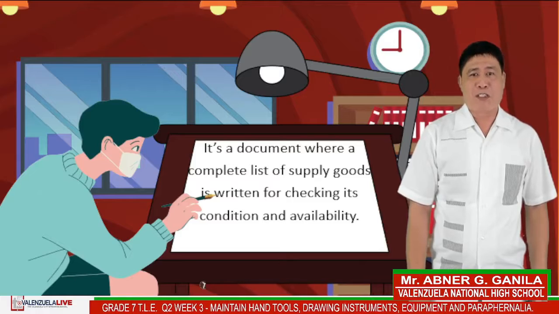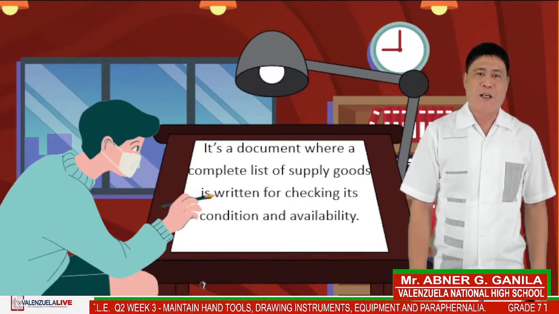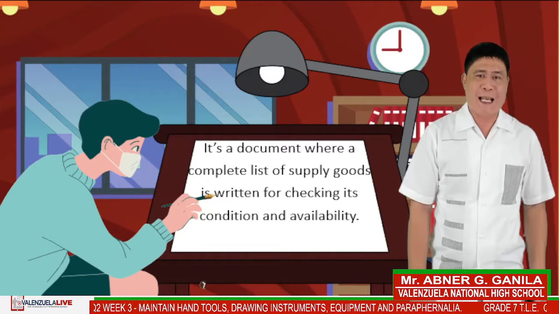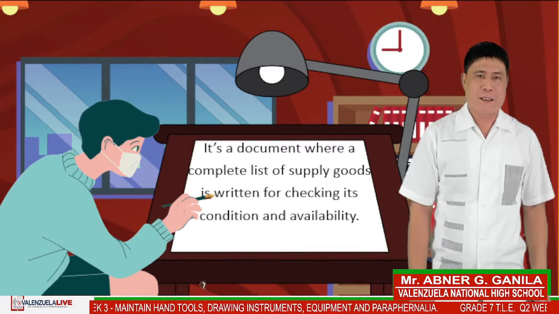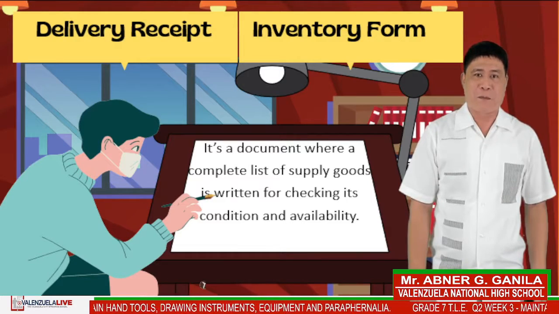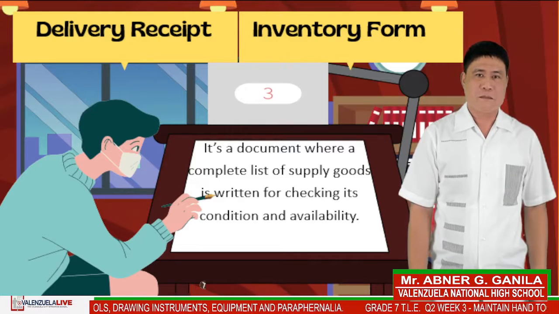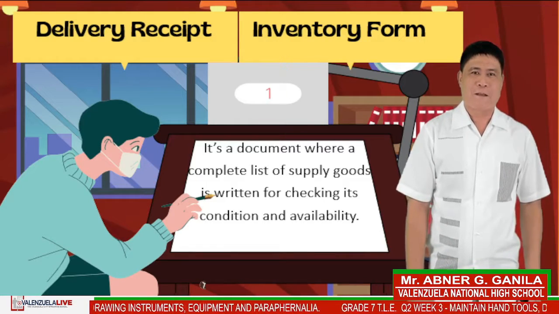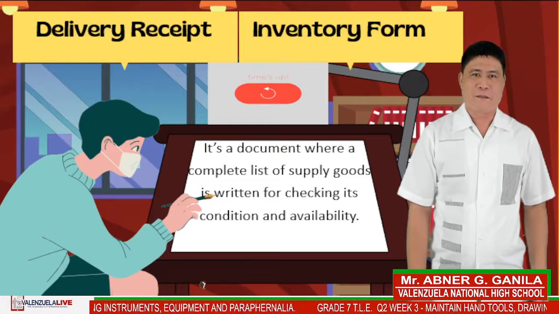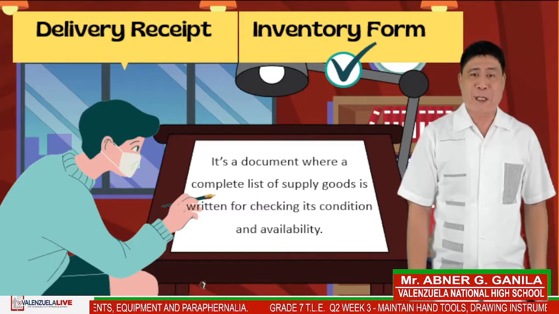Number 4 is a document where the complete list of supplied goods is written for checking its condition and availability. Is it delivery receipt or inventory form? Amazing! The answer is inventory form.